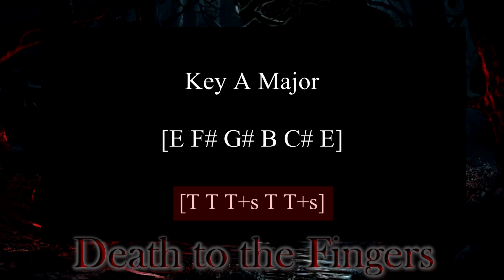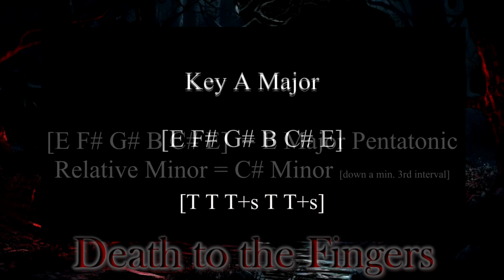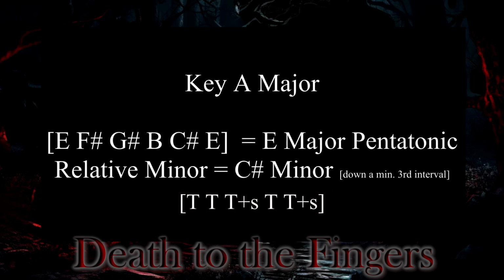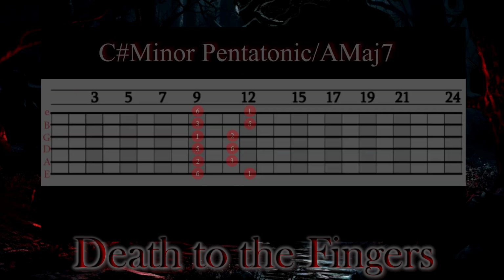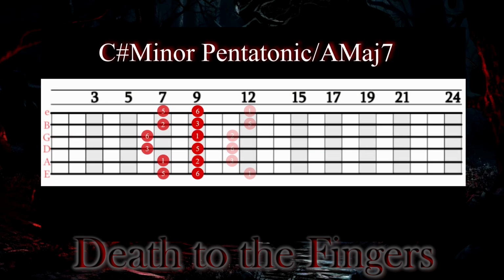By analyzing the step pattern of the scale, we see that it's the E major pentatonic scale, which makes the relative minor C sharp minor. So we can now play the C sharp minor pentatonic over A major 7. Or we can say that when we're playing an A major 7 chord, we can move up a major 3rd from the major 7 and play the minor pentatonic from that note. Piece of cake.